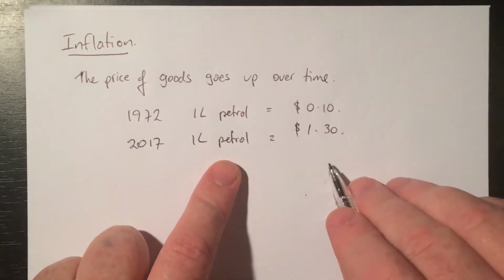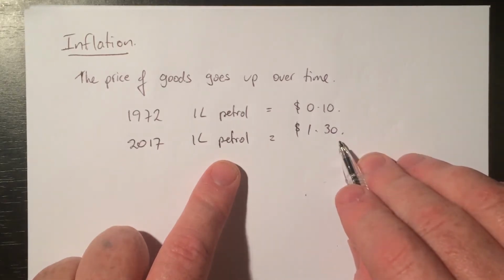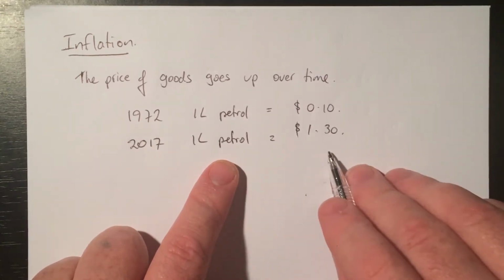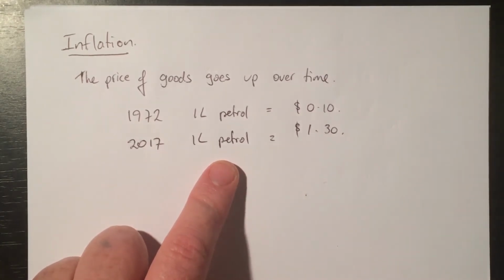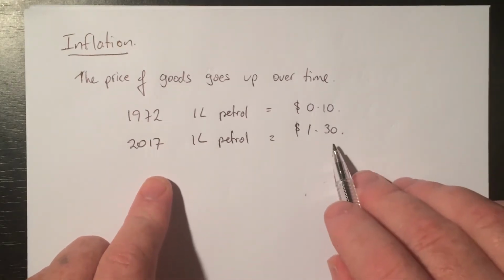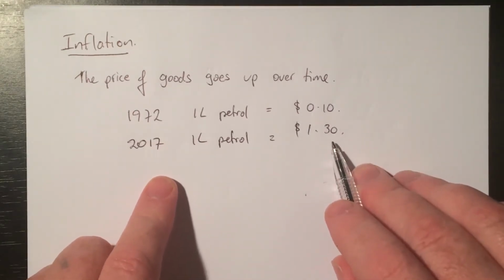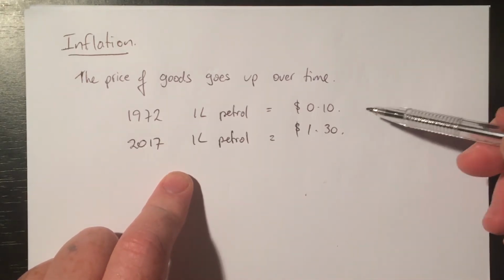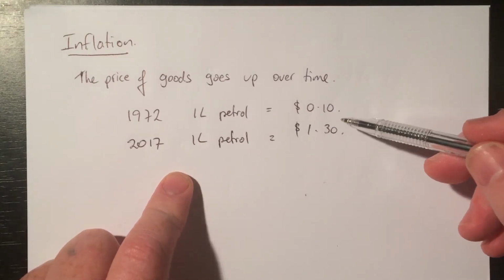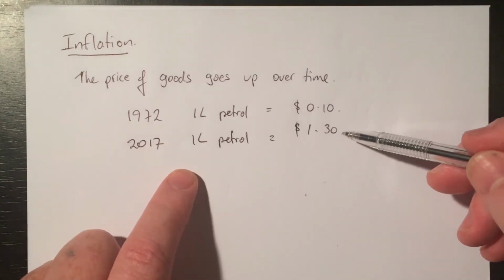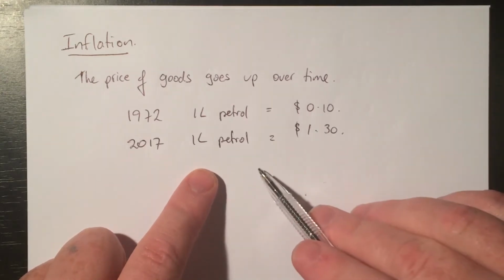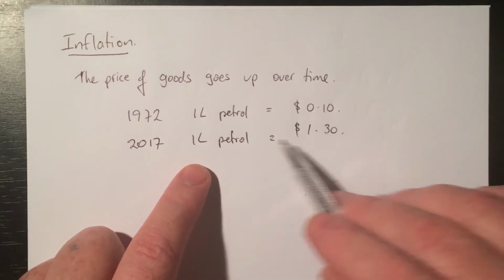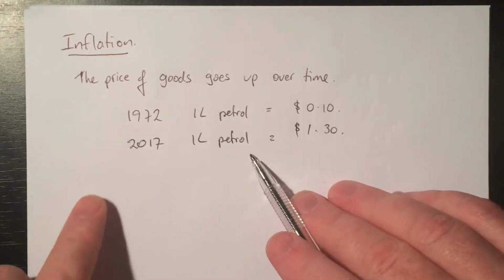Now, it's not that petrol has somehow become more valuable today than it was back in 1972. What's actually happened, or what economists say has happened, is that the value of money has decreased. What we used to be able to buy for 10 cents now would get us less than 100 millilitres of petrol. So we need to spend more money to be able to purchase the same thing.